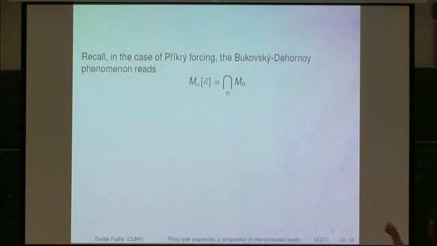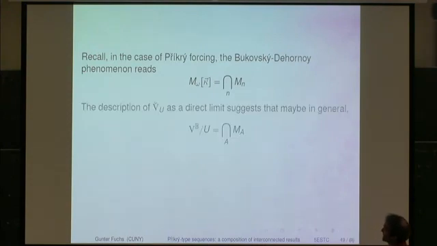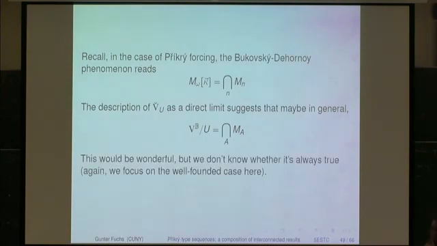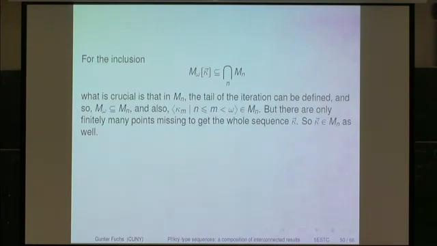So again, for Prikry forcing, we had this situation: M_omega[kappa] is the intersection of the M_n's. So the left-hand side is just V^B/U. The right-hand side, could it be the intersection over all maximal antichains A of M_A? That would be the question. That would be wonderful, but we don't know if it's always true. So that's what we're currently working on. But let me just give you some results in this direction.